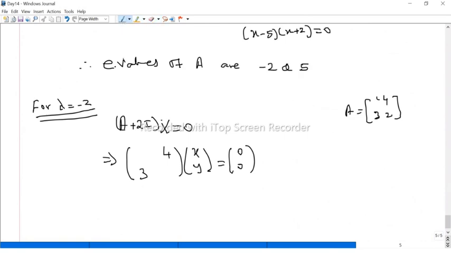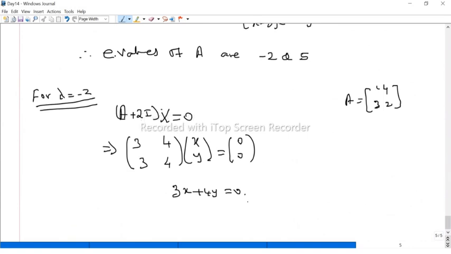The diagonal elements: 1 plus 2 is 3 here, and the last one is 2 plus 2 is 4. Now look, both are the same, therefore we get only one equation, namely 3x plus 4y equal to 0. Now what is the value of x and y? We can take any one variable as a free variable, and then we can find the other variable. So suppose we fix y equal to 1, we know x.